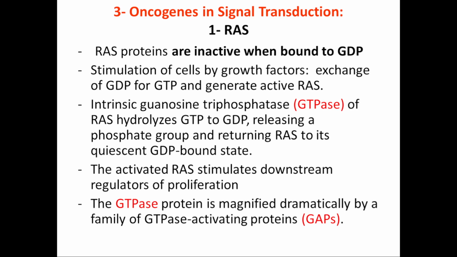نحكي بس على oncogenes, okay? RAS proteins are inactive when bound to GDP. شو كيف يصير إنهم activation؟ When they bind to GTP. And you see they are phosphorylated. When they get a phosphate group, they become activated.